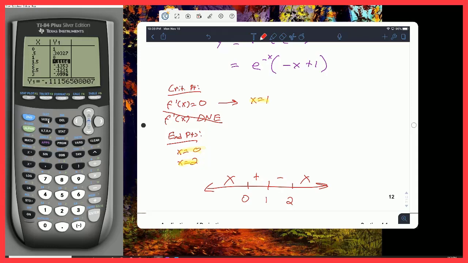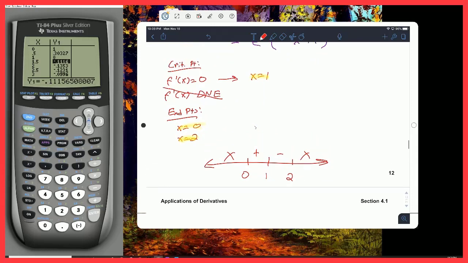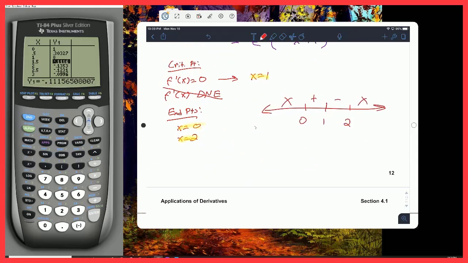So thank you, trusty calculator. You have served well. I'll keep you open because I'll need the y values in a minute. But let's do some analyzing. I'm going to move my sign chart over so I can analyze. What I successfully have just proved is that 1 is some type of maximum, because I changed from positive to negative.